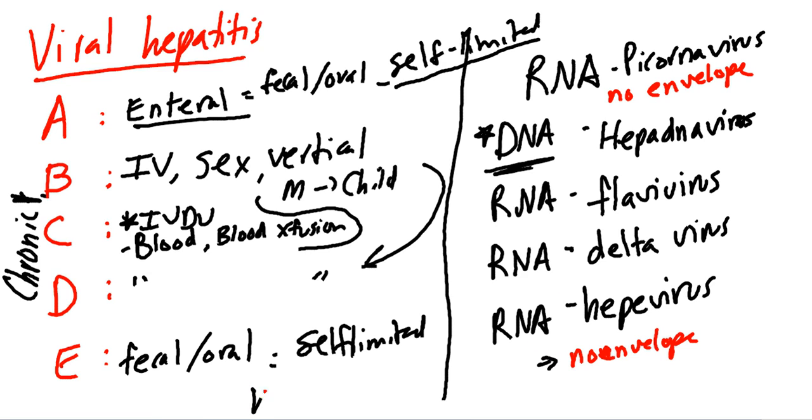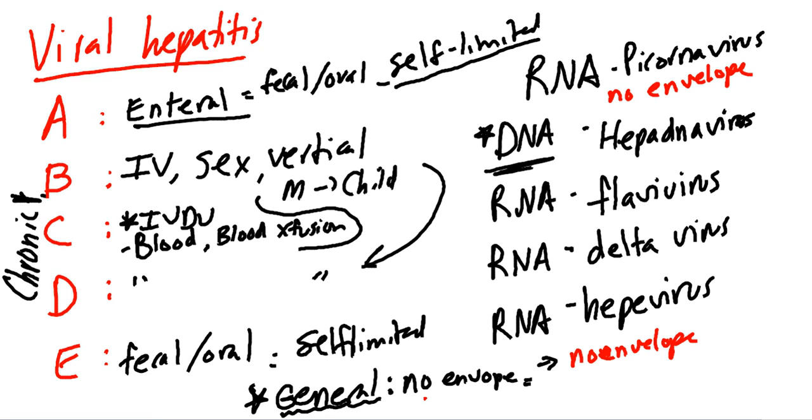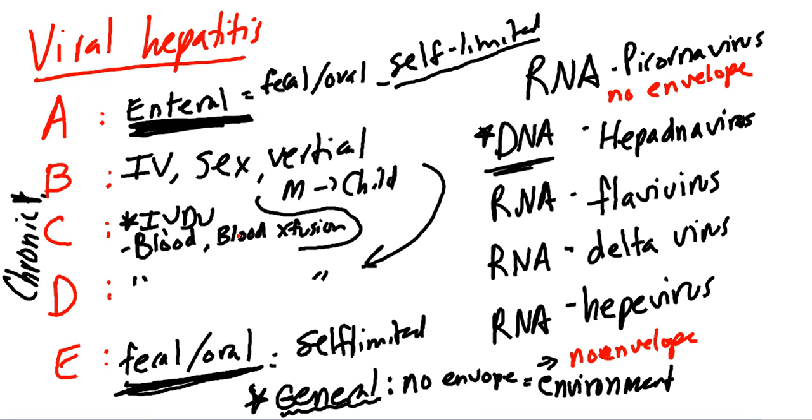Okay, so I said I'd get back to this no envelope business. As a general rule of thumb, now the purists will not like me for saying this, however, as a general rule of thumb, if a virus does not have an envelope, you will acquire it from the environment. Let's see, does that rule hold true here? Yes, the fecal-oral route. You acquire the A and E virus through enteral means, meaning the fecal-oral route, from the environment.